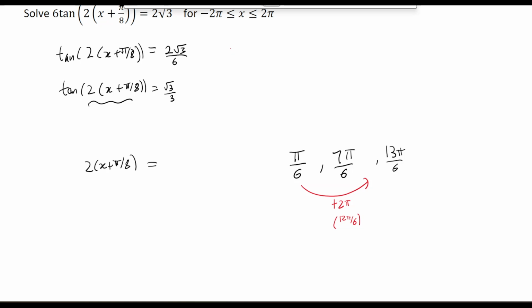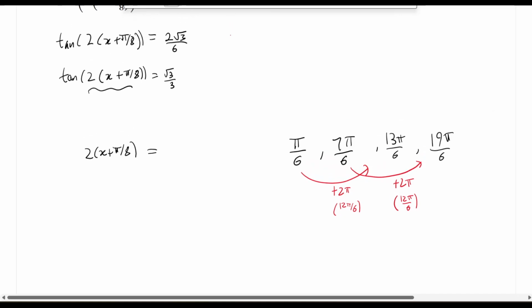And if I took 7 pi over 6 and added 2 pi to that, so that's like adding on 12 pi over 6, I've got 7 plus 12, which is 19 pi over 6. Now, we've actually got to go backwards as well.